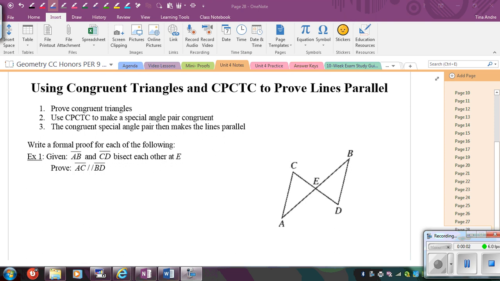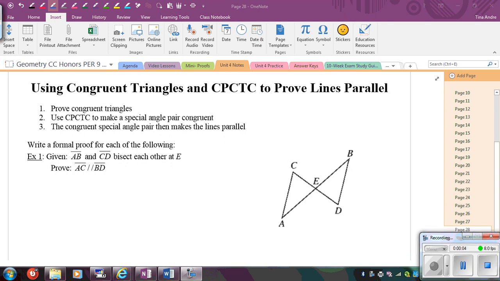In this lesson, we're going to look at how to prove parallel lines using congruent triangles. If you recall, we have lots of different reasons that we can use to prove lines are parallel. For example, congruent alternate interior angles, congruent alternate exterior angles, congruent corresponding angles, those all prove parallel lines. As well as supplementary same side interior or supplementary same side exterior angles would all prove parallel lines.